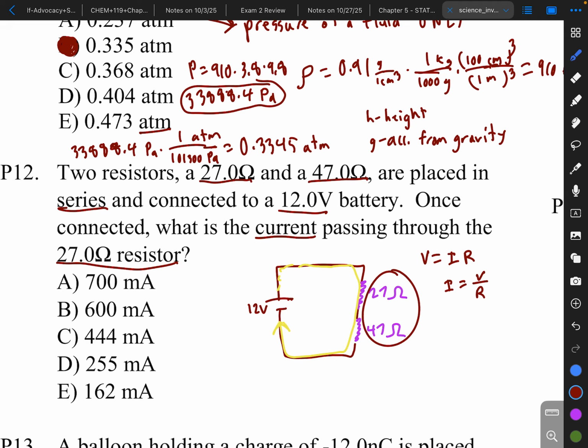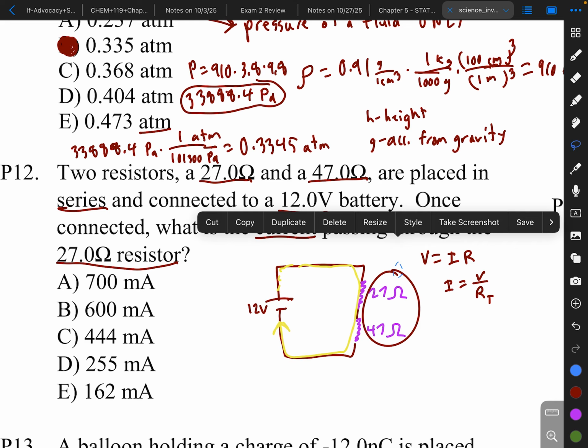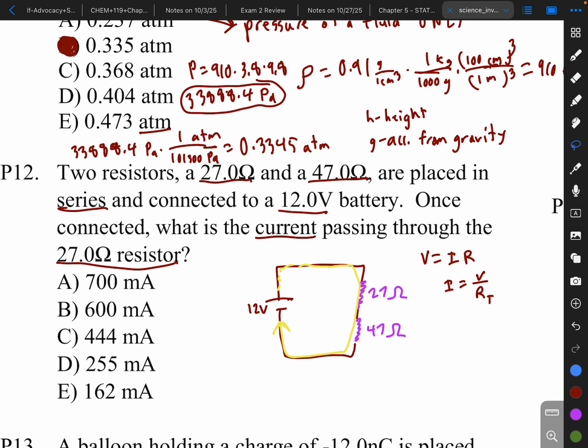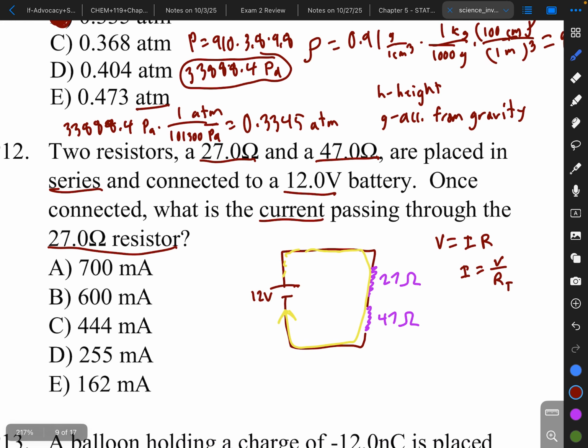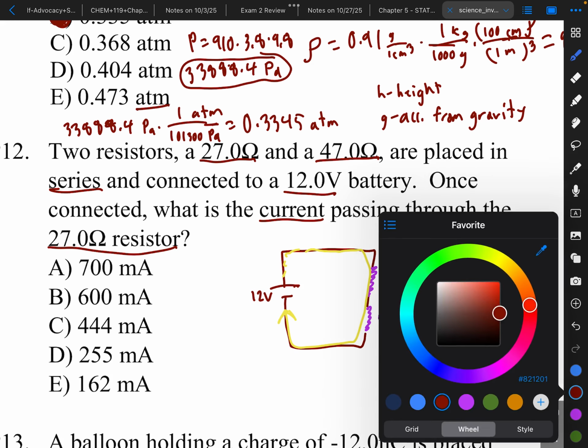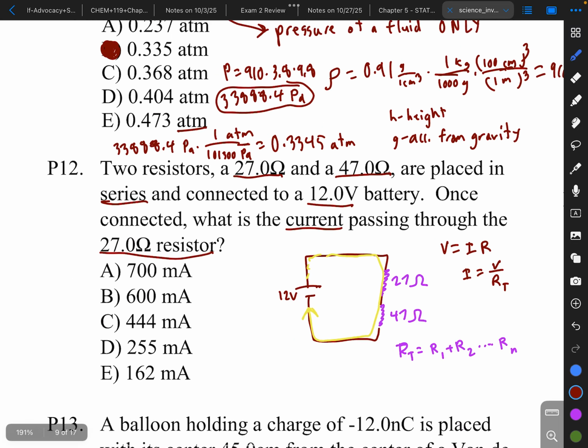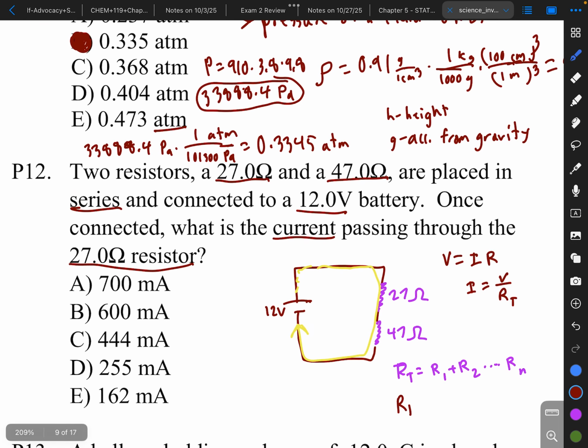But there are two resistors. How would we find resistance? Do we just divide voltage by each resistor? That won't work because we'll get different currents, and we know that in series the current has to be the same. We can find the total resistance, and here's how. In series, the total resistance is simply the sum of all the resistors in the circuit, which is why series is pretty simple. Parallel circuits are a little bit weirder, but also somewhat straightforward. So the total resistance is just 27 plus 47.